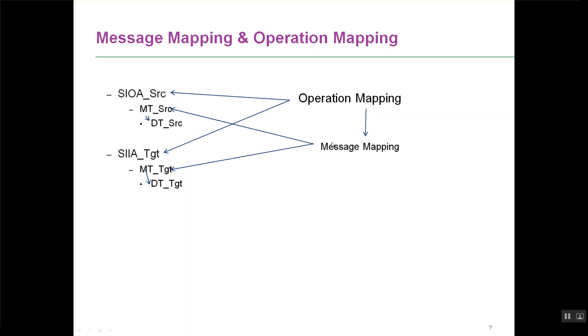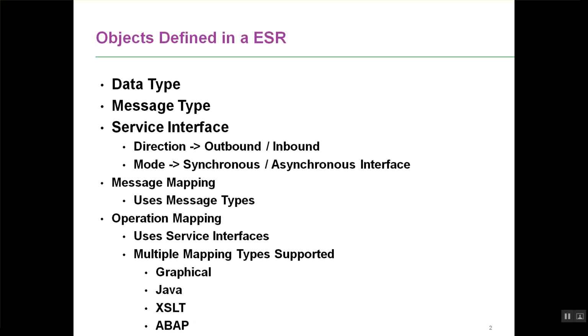Right, then you would define a message mapping, and this message mapping uses the MT_SRC and the MT_TGT, because remember, a message mapping is nothing but a graphical mapping where you're going to map the source structure to the target structure. So you're going to use the message types that you have defined in the mapping layer, and then you would define an operation mapping. The operation mapping is going to use the source interface, the target interface, and also the message mapping. So at a very high level, to summarize, we'll just go back here.